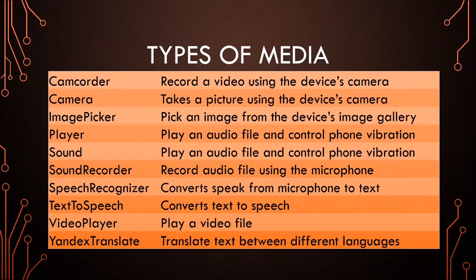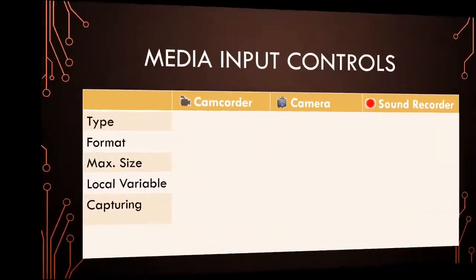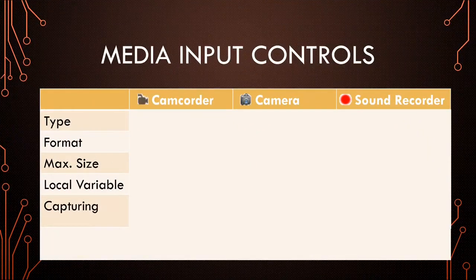In App Inventor 2, there are many types of media you can use, and there's a table here that shows all the different controls that there are. The controls can be categorized into recording controls, playing controls, some speech to text and text to speech, and then a couple of miscellaneous ones. Let's start off with the input controls. This is where you're going to be recording something. We have the camcorder, the camera, and the sound recorder.